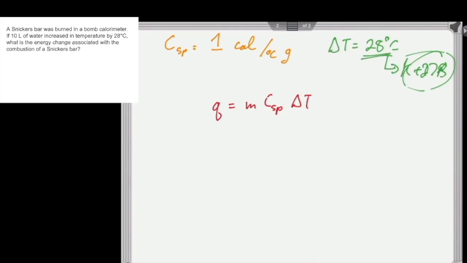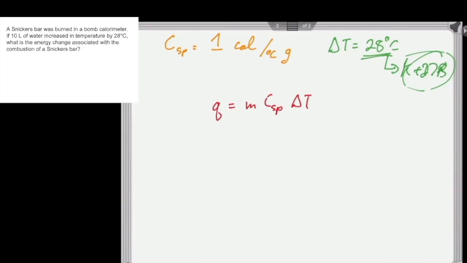All right, we've got those two. What's the last thing we need? What if this was a 5-gram Snickers bar? And we have 10 liters of water. What is the mass that I need to complete this calculation? Yes, the mass of the water.